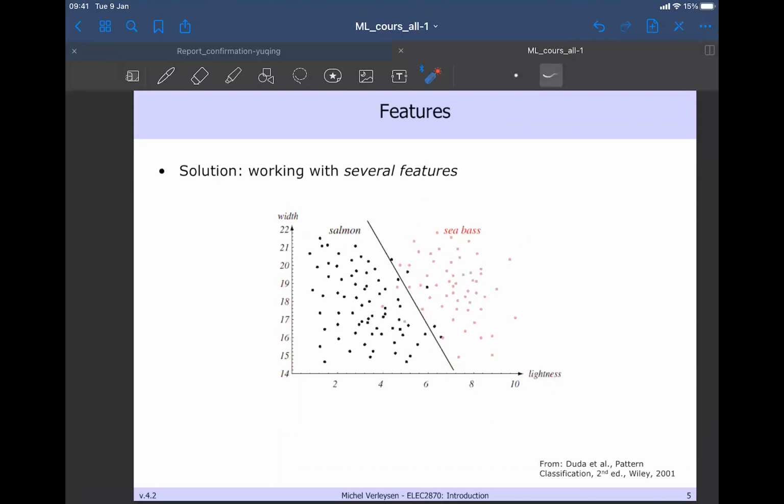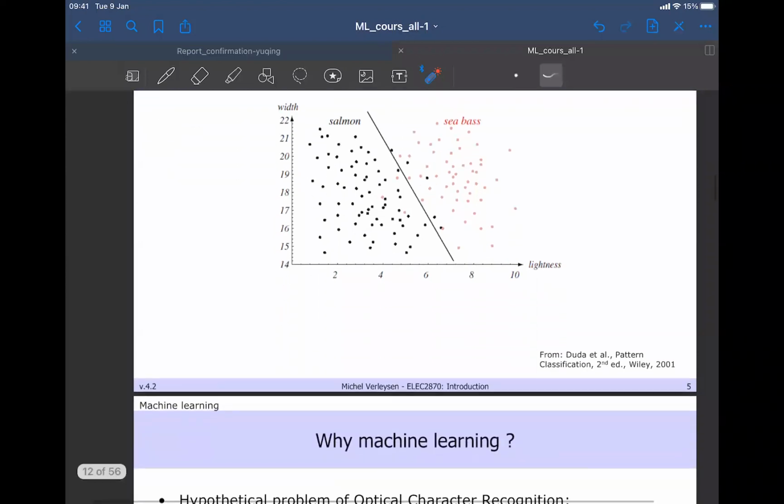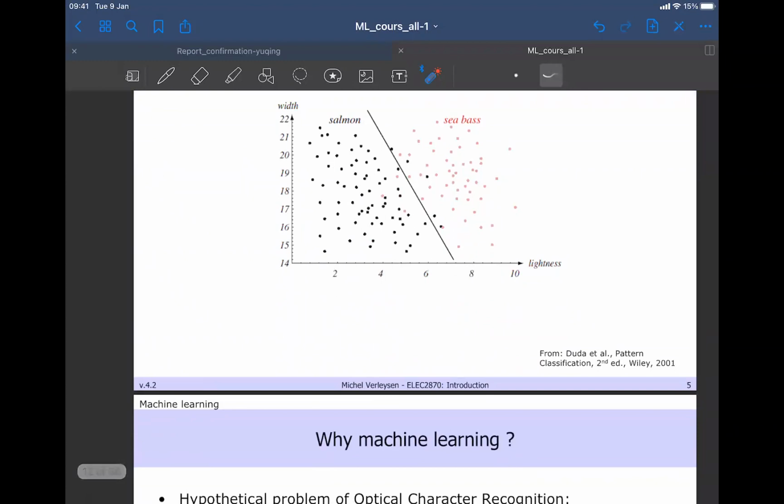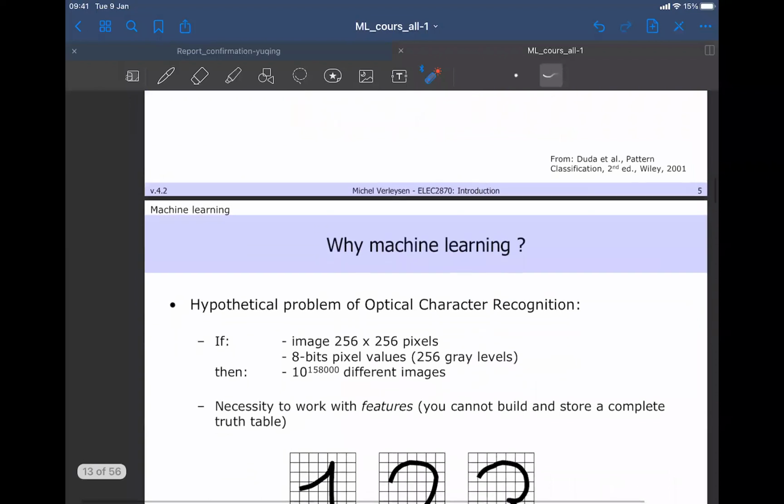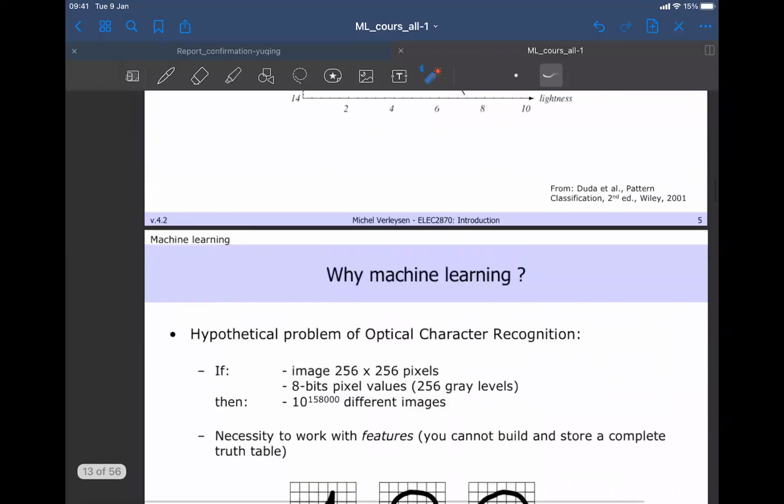We still have errors. For instance, this is a sea bass that is in the salmon region, and the opposite too. We have here a salmon in the sea bass region. But you see that by increasing the dimension, even with a simple model that is a straight line, we can begin to classify in two classes based just on simple descriptors from the data.